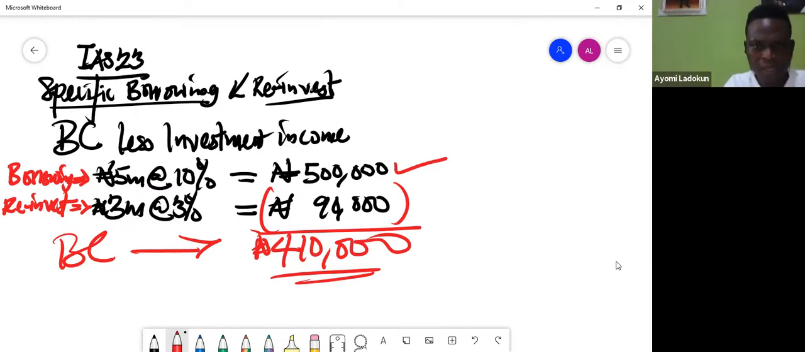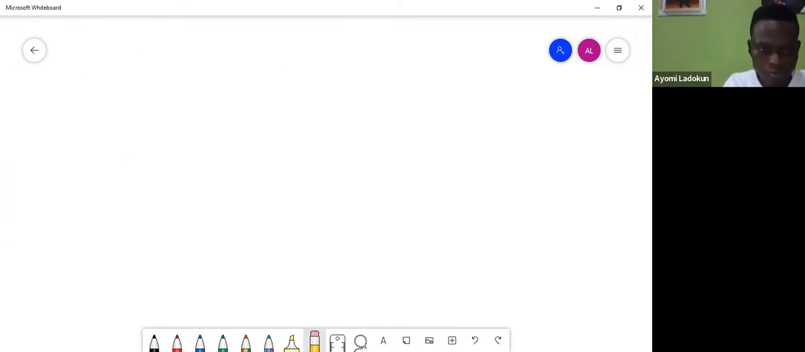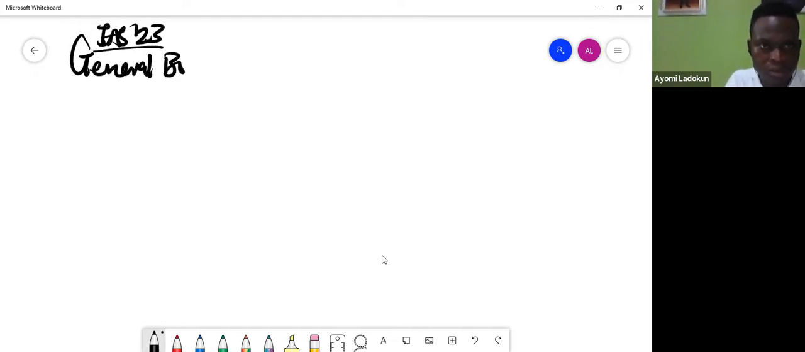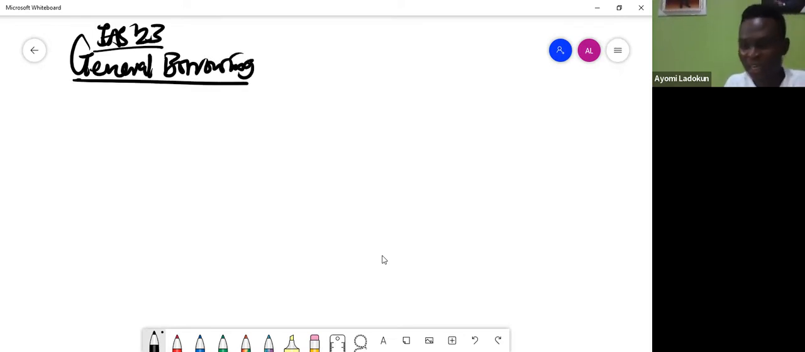I think I need to clean the board so that we don't confuse my next explanation. Now, for general borrowing, we are still on IAS 23. So let's see general borrowing. What does that mean? What is general borrowing saying?